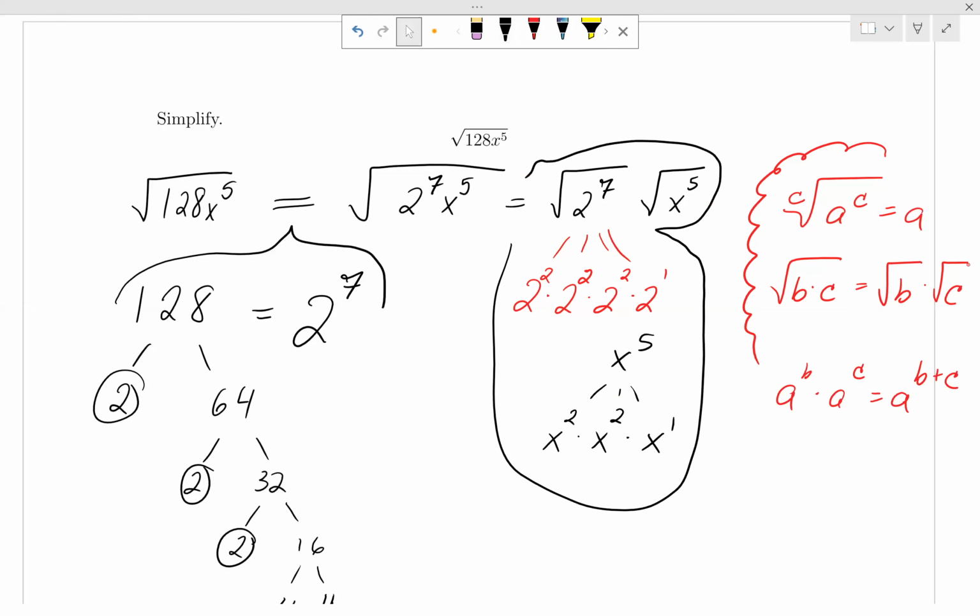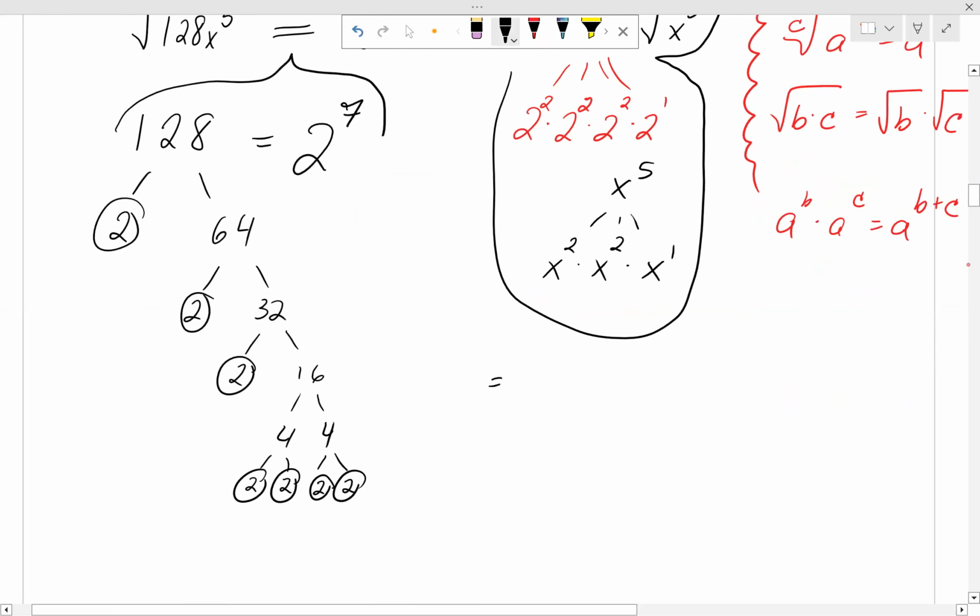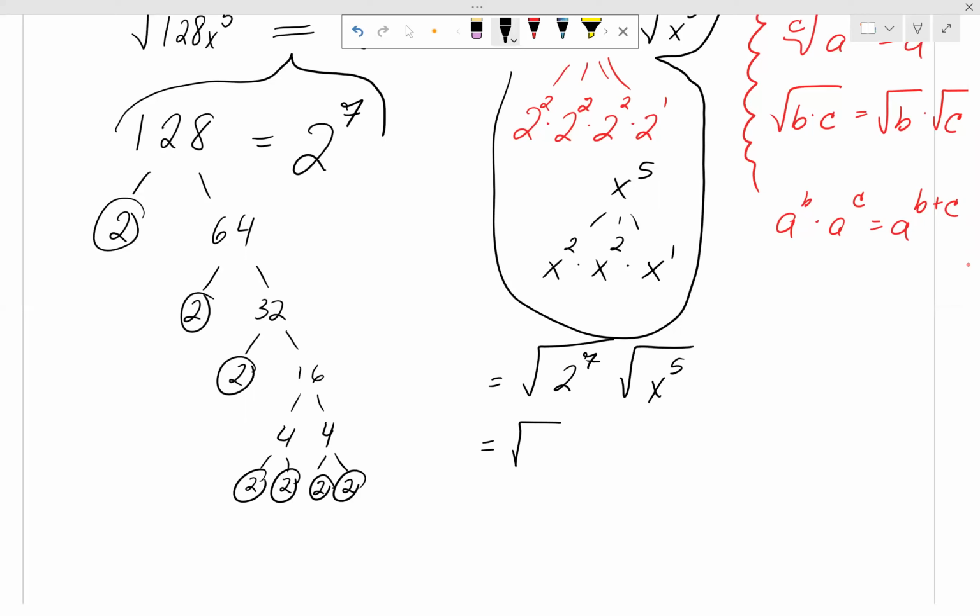So now I'm going to rewrite using all of this that I'm circling here. I'm going to rewrite the square root of 2 to the seventh times the square root of x to the fifth as the square root of 2 squared times 2 squared times 2 squared times 2 to the 1, times the square root of x squared times x squared times x to the 1.